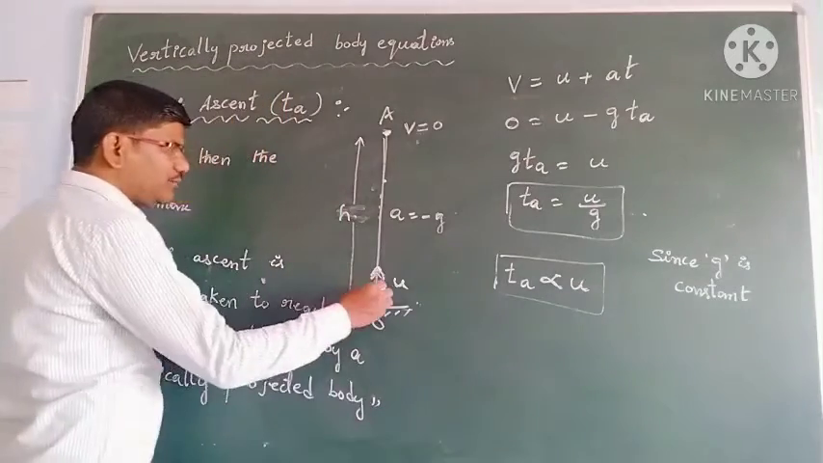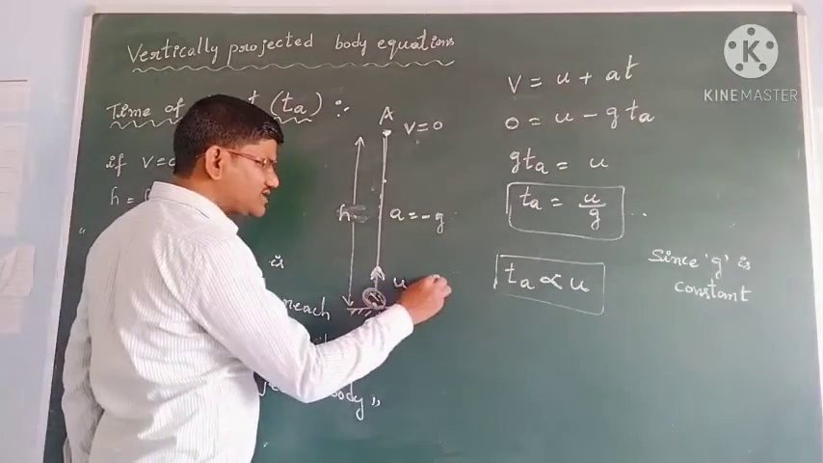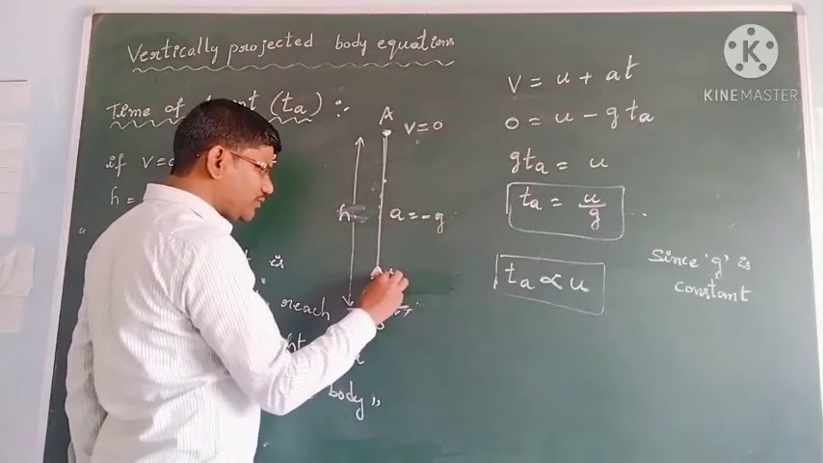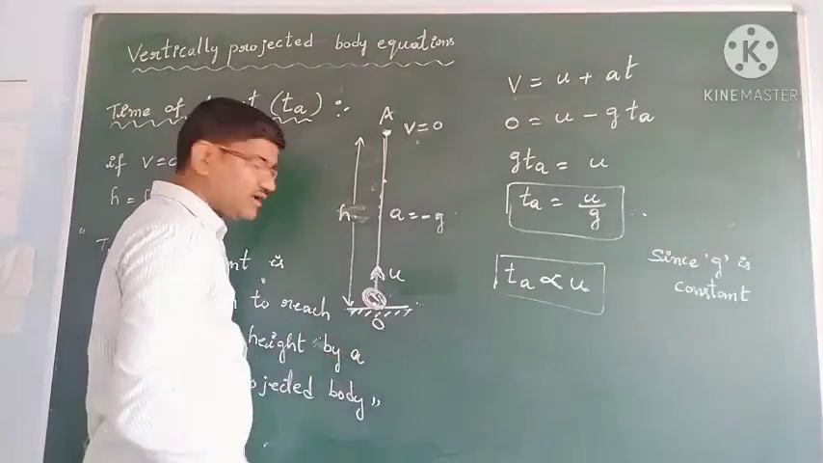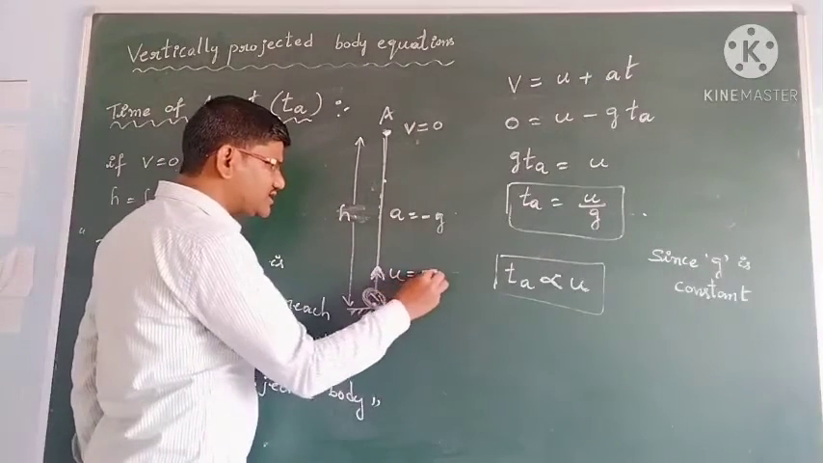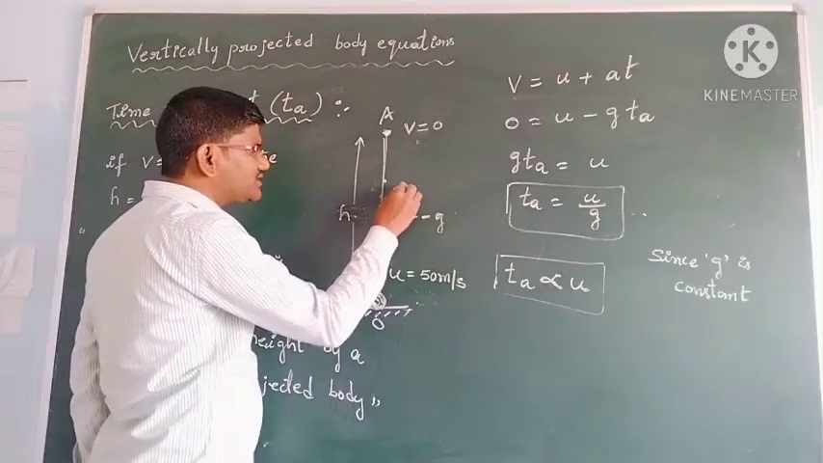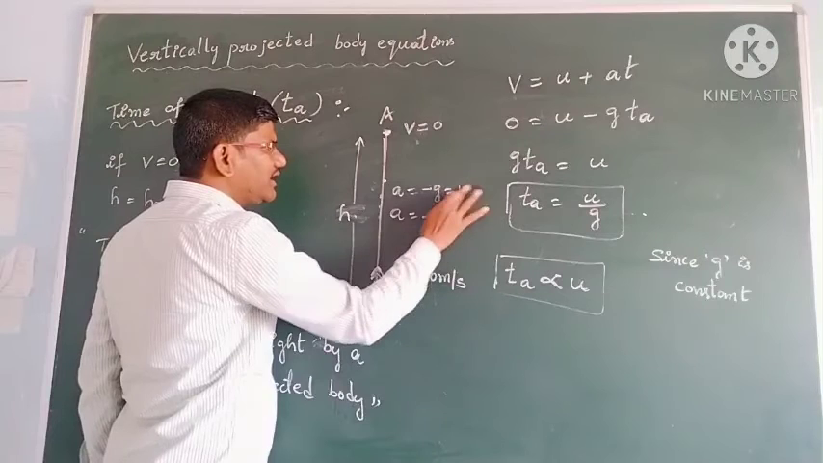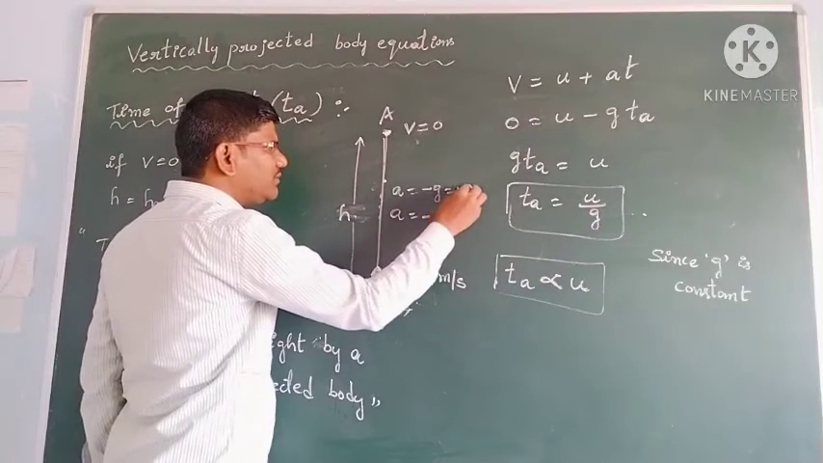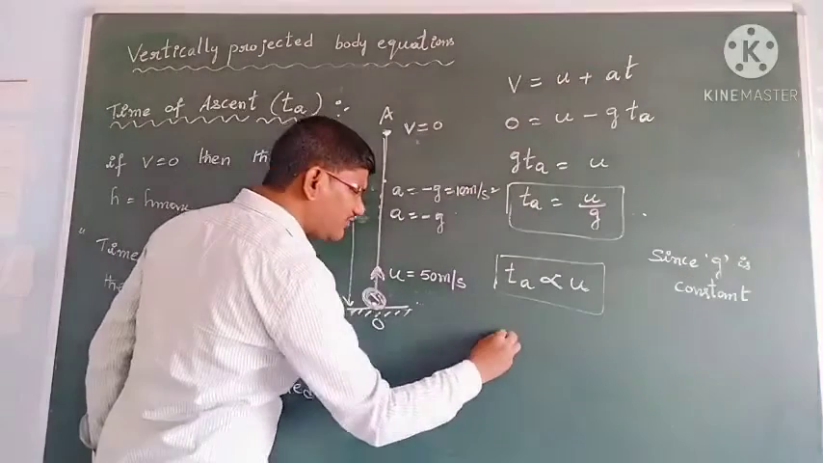For example, if this u value I have given, you projected this stone vertically upward with a velocity of 50 meters per second. And you take the acceleration due to gravity as minus g, and you take it as 10 meters per second square. Then I want to find the time of ascent.